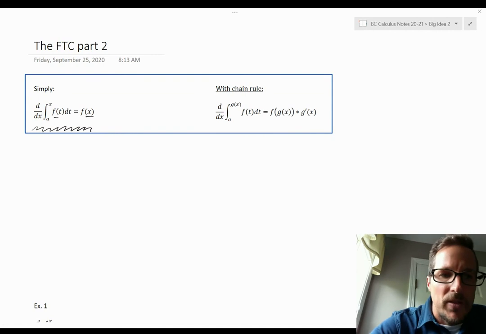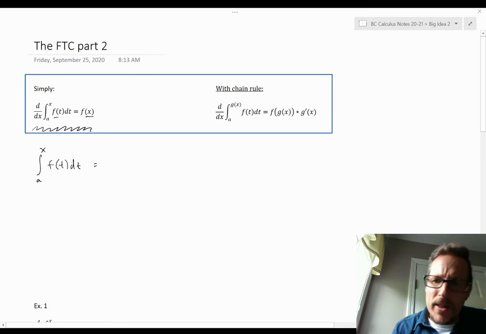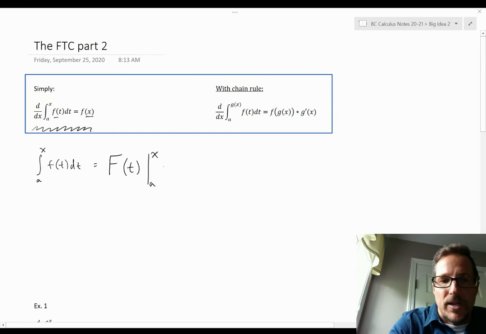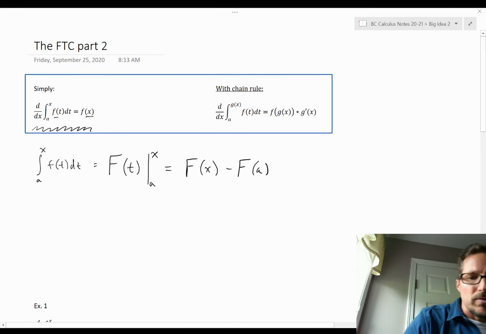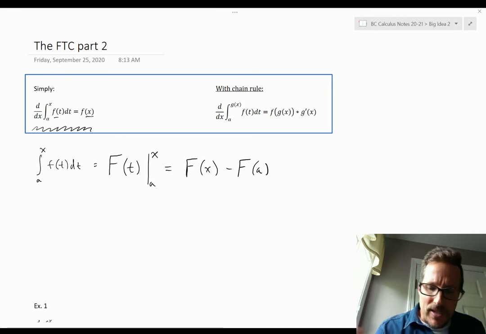If we think about it with the fundamental theorem of calculus part 1, the integral from a to x of f of t dt, if we apply the fundamental theorem of calculus part 1, we're going to have to find an antiderivative of that function and then sub in our two limits, a and x. So I can simply rewrite that as the antiderivative, cap F at x minus cap F at a. So really I've rewritten the integral without an integral, right? But it involves this antiderivative.